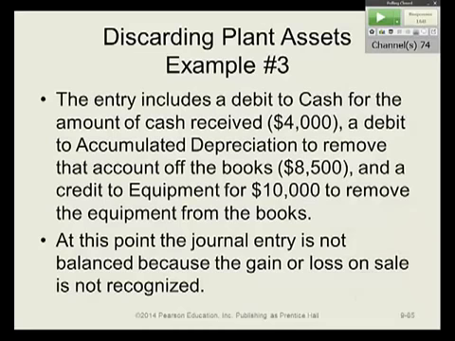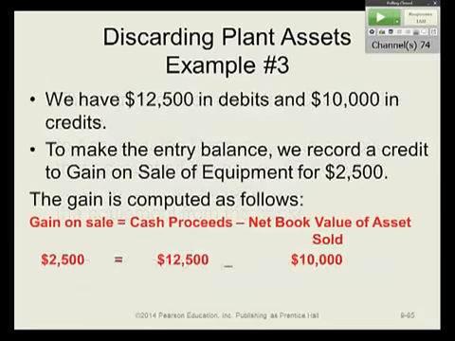Now in this case, you're going to receive $4,000 in cash. The $4,000 in cash is going to be compared to the book value of 1,500, and as a result, you would have a gain, in this case, of 2,500. So you'd have a gain of 2,500. And the computation is pretty much what I said before: cash proceeds minus the net book value. And the gain is 2,500.